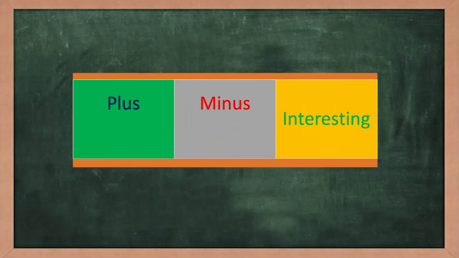This new technique is called PMI, plus, minus, interesting. This sounds nice. Plus, minus, interesting. How to use it, ma'am? Let us take the topic of saving the environment. Can you tell me some plus points about saving the environment? Why is it important?